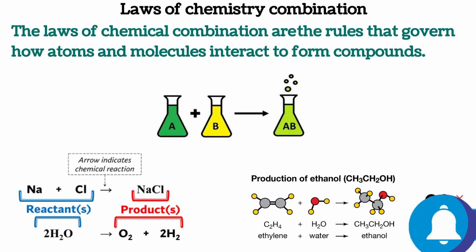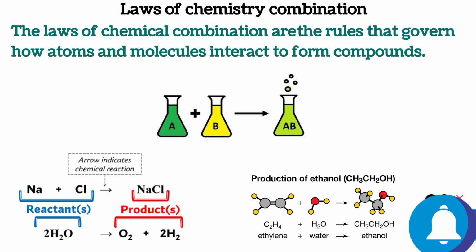So let's look at another example, that is the production of ethanol. So you see here is also another example where we have ethylene react with water to produce ethanol. So ethanol is a product, while the ethylene and water are all molecules. So you see in this case, it's molecules that interact to produce another molecule. So there are rules that govern how this reaction takes place and how the reacting particles behave.